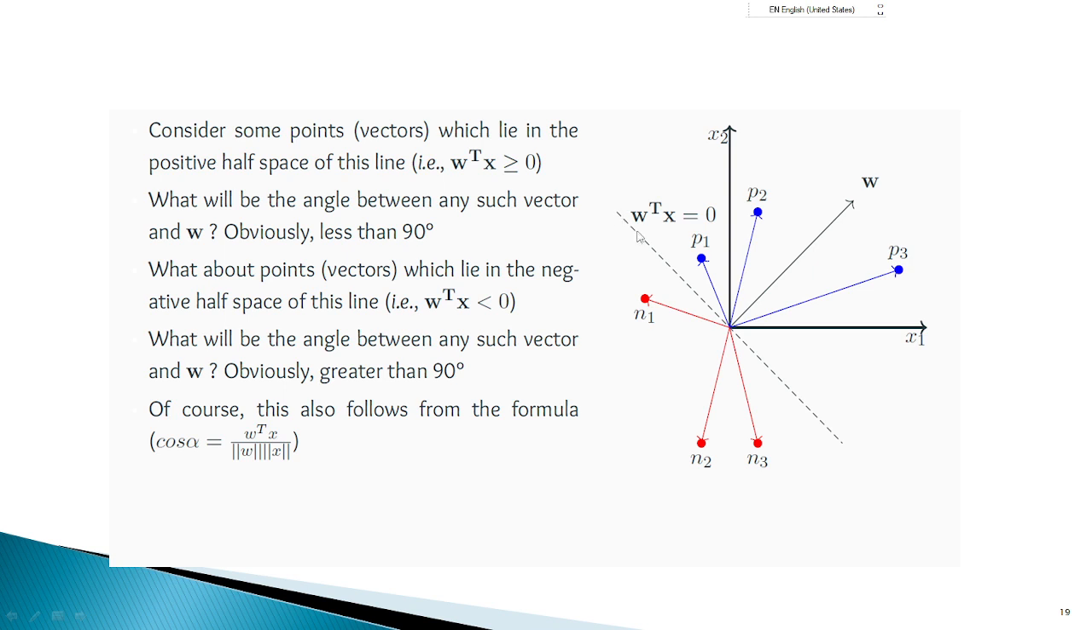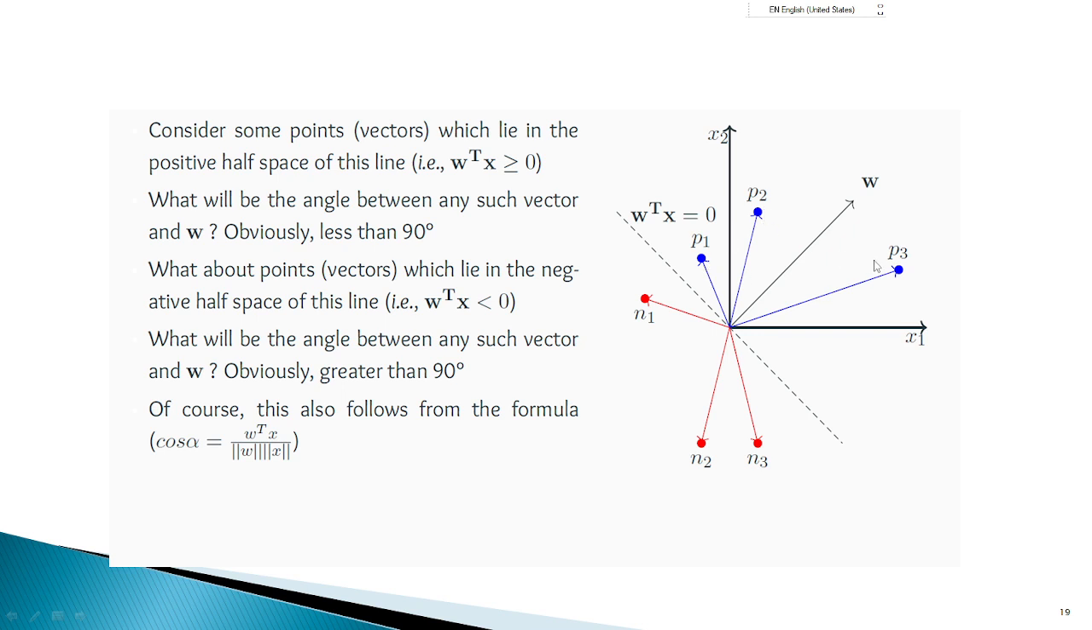Now we have a line. w transpose x equal to 0 is the line which separates the inputs into two halves. So w transpose x greater than or equal to 0 is one condition, and w transpose x less than or equal to 0 is another condition. So this is the line which separates the inputs into two halves.